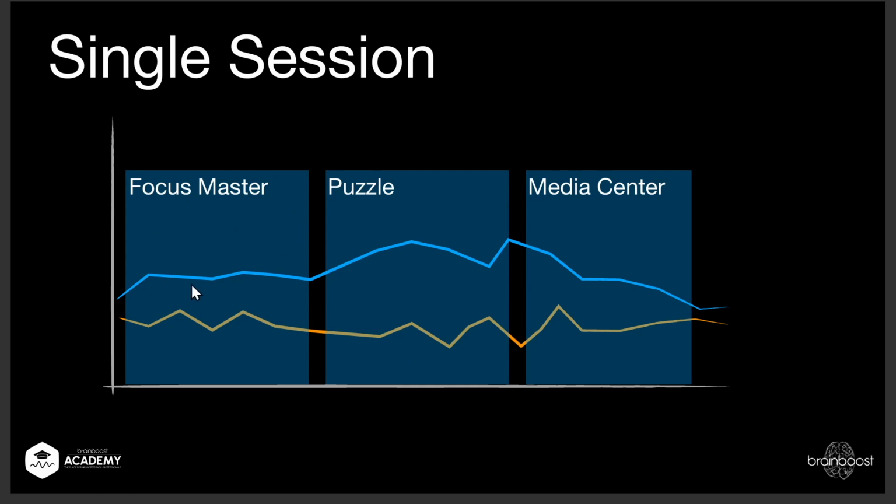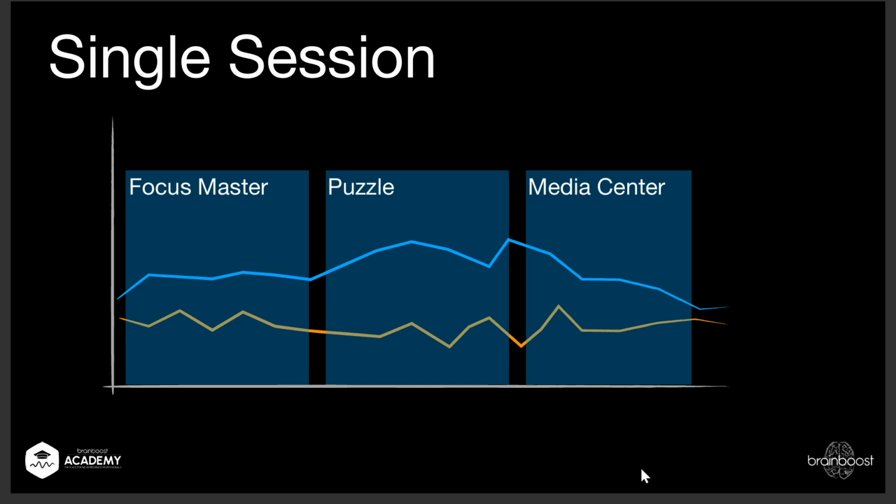For example, Focus Master, okay, looks like a steady theta amplitude. Puzzle, oh, there was more theta, so maybe this was a little boring, or this was a little demanding maybe, and you got tired. And then Media Center, we watched a movie, so seems like, okay, better focus, more on point. So you can already interpret a lot by just taking a look at one single session.